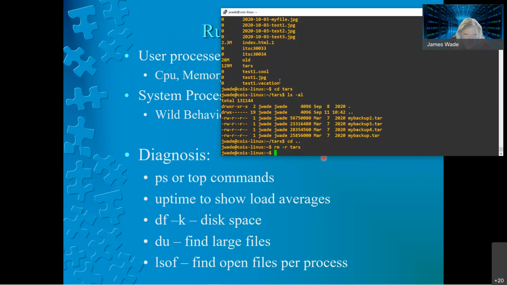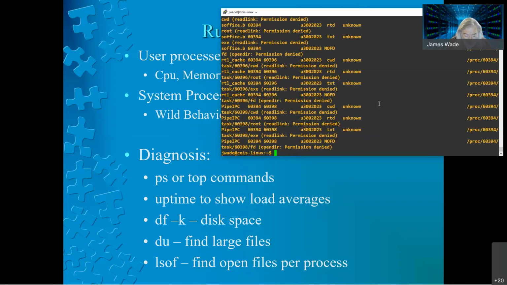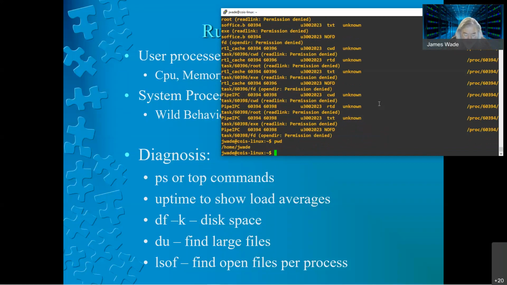The other one is lsof. lsof finds open files on a per process basis. If I just do an lsof, see, it prints a bunch of stuff. Some of it is not going to let me do it, but I could print a particular process that I'm running. Let's go do a man of lsof.